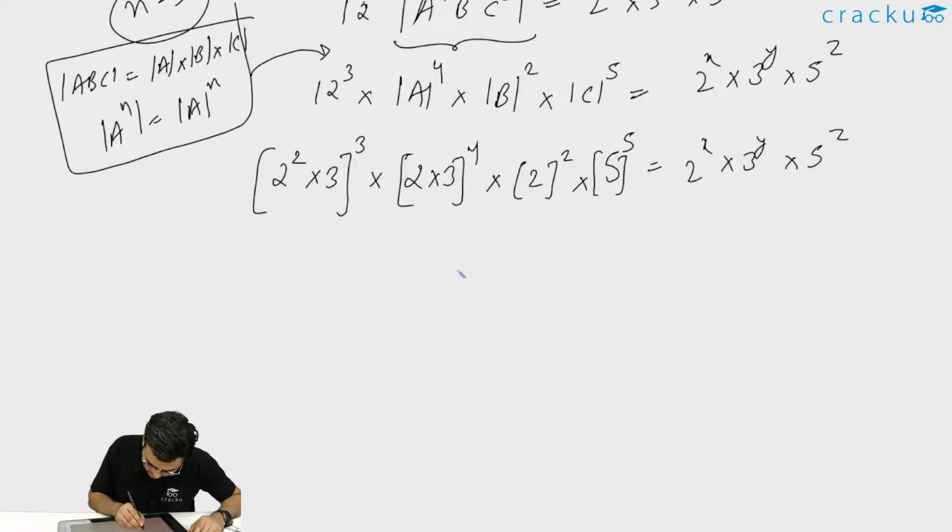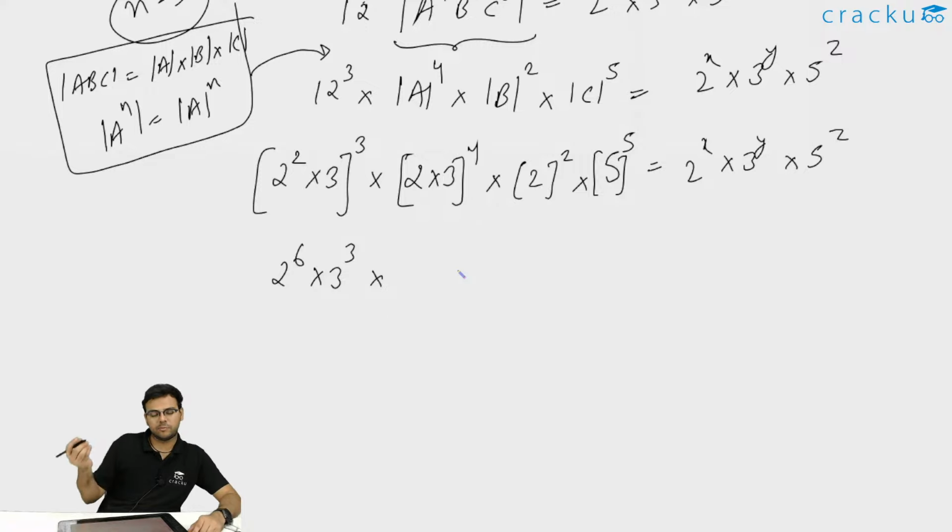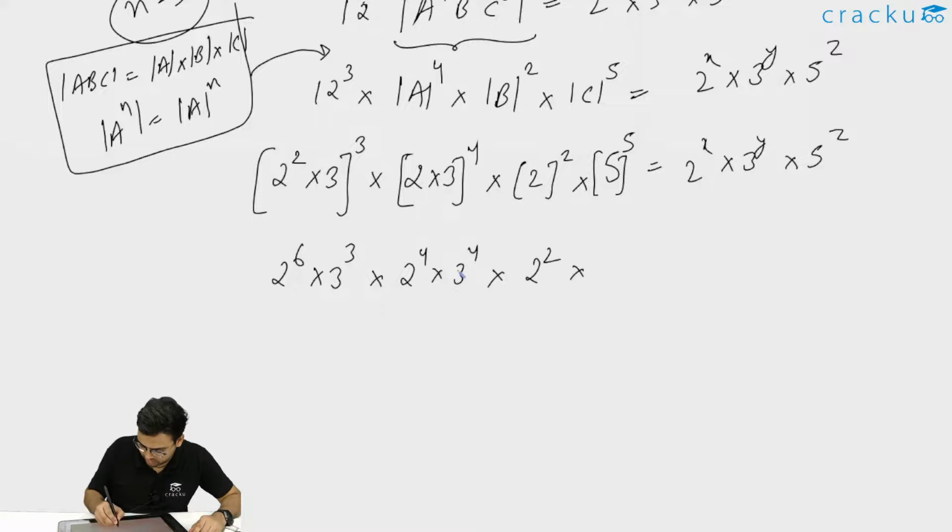This will be what? This is 2 into 3. So this will become 2 to the power 6 into 3 to the power 3, into 2 into 3 to the power 4 will be 2 to the power 4 into 3 to the power 4, into 2 square will be 2 square, and into 5 to the power 5. This is 2 to the power x into 3 to the power y into 5 to the power z.